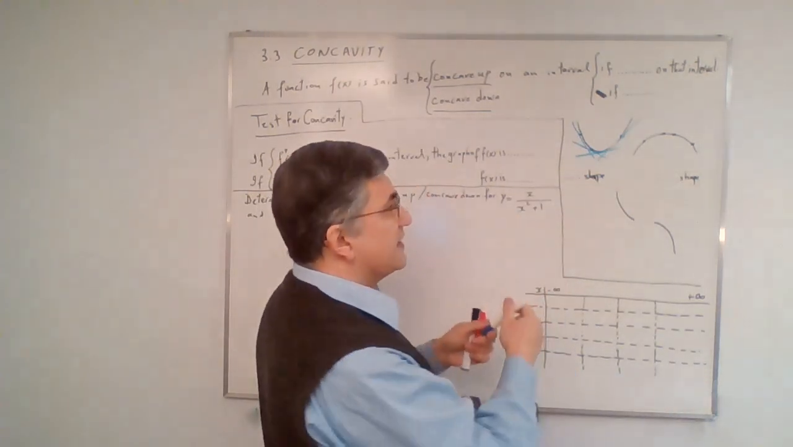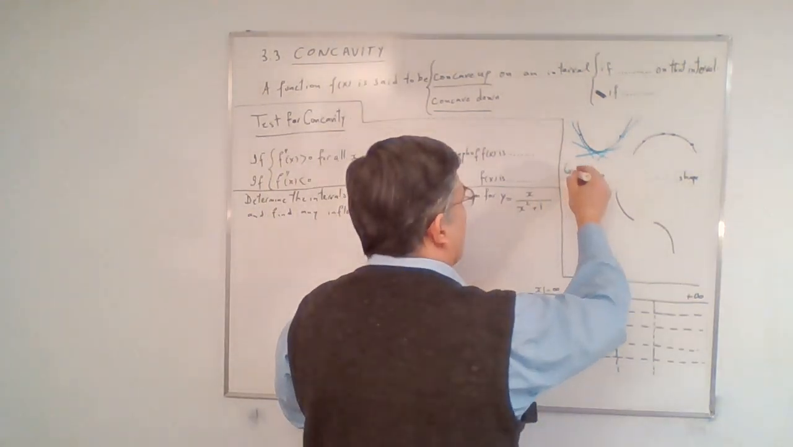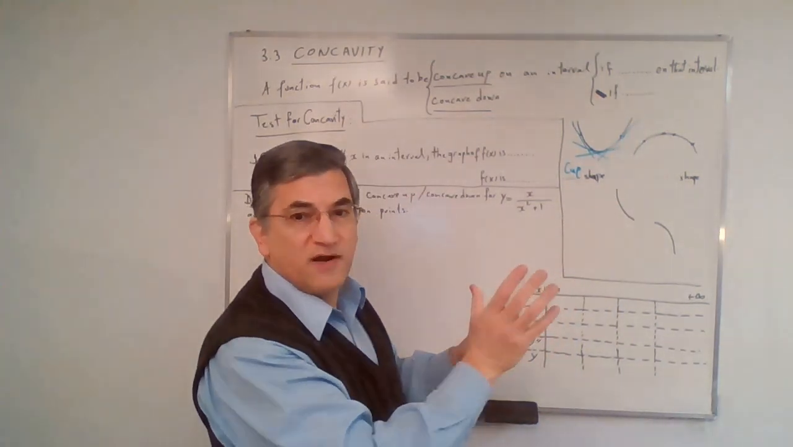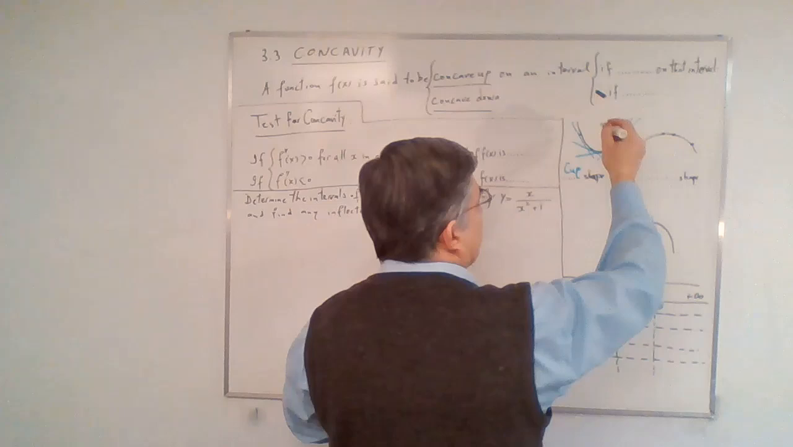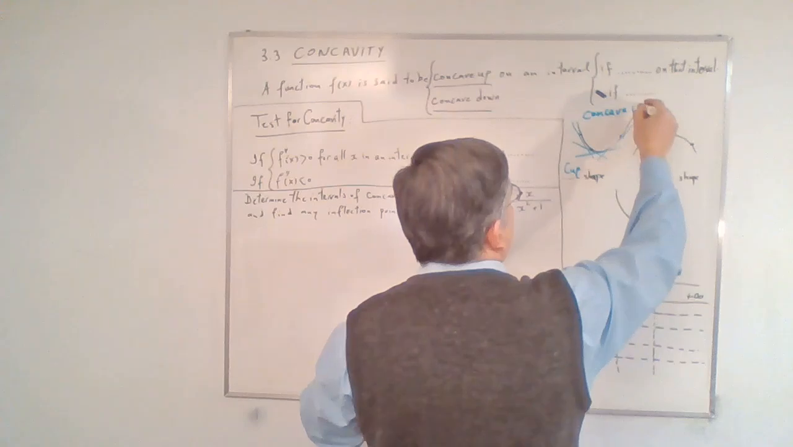So it has a cup shape. The graph has a cup shape. So if you draw the tangent lines, as I said, the whole part of the graph is above these tangent lines. So in these cases, we say that the graph is concave up. So I'm going to write down here concave up, okay?